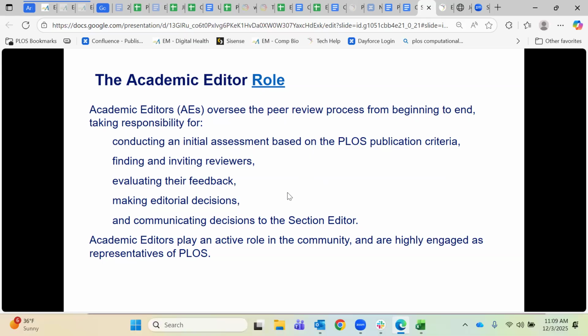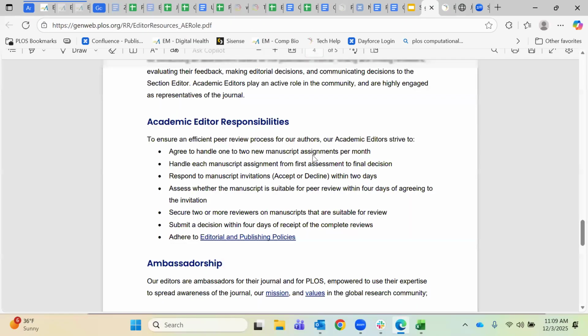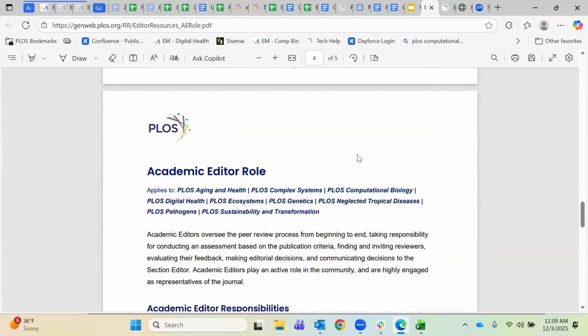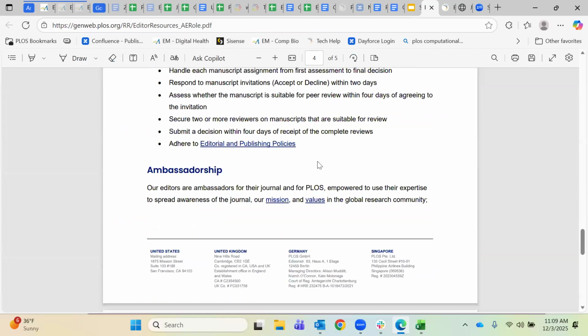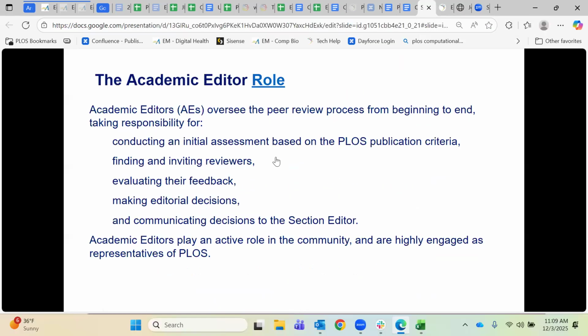We also have a guide that overlines all these responsibilities and roles. A lot of this presentation, you will notice, is me clicking into stuff to demonstrate that it exists and where to find it, versus going into the nuts and bolts of the specific thing. But yeah, talking about the ambassadorship there, expectations for the handling of papers and so on.